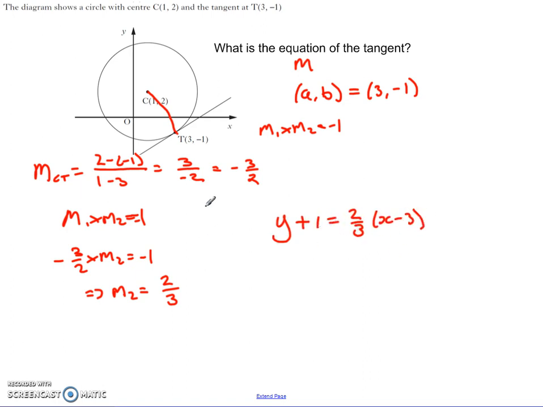Multiply out, simplify and get it into the general equation of a straight line form. Multiply by 3 to get rid of the fraction and we get 3y plus 3 equals 2x minus 6. Shift it all over here, we get 3y minus 2x, and the minus 6 over here becomes a plus, plus 9 equals 0. So there you go, the equation of our tangent in the form of a general equation of a straight line.